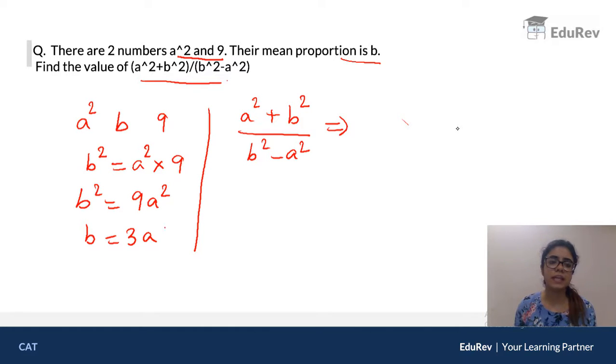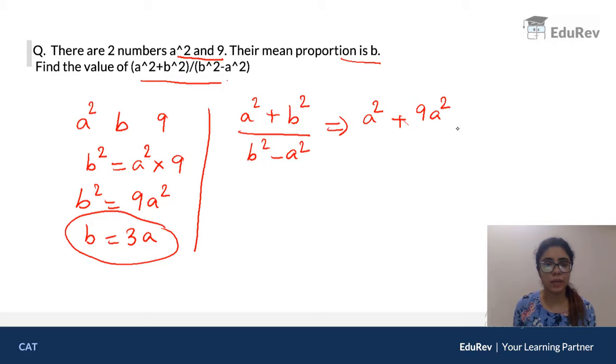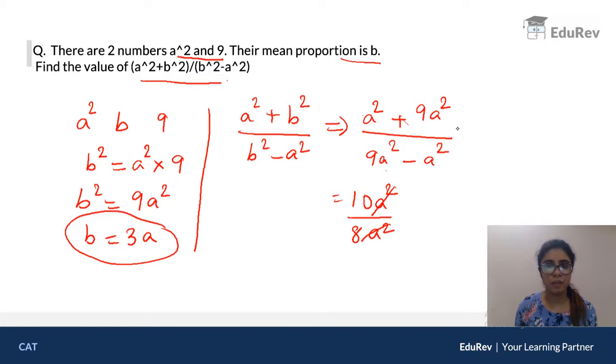Now what I can do is I can substitute b is equal to 3a. So what will happen? A square will be as it is. B square will be 9a square, upon b square is again 9a square, minus a square. So 1 plus 9 will become 10a square upon 9 minus 1 will become 8a square. So a square will get cancelled. 10 upon 8 is the same as 5 upon 4. So if you want to convert this into a decimal value, it will become 1.25. So the value of the given question or the solution is 1.25.